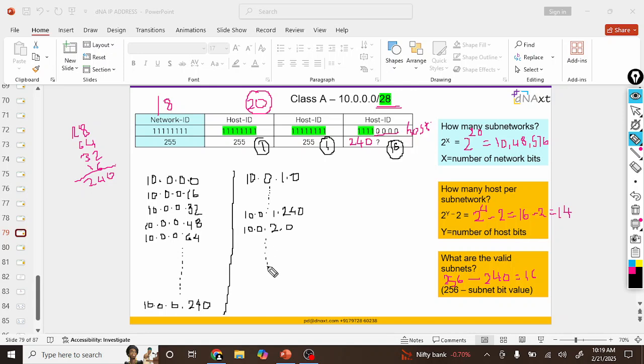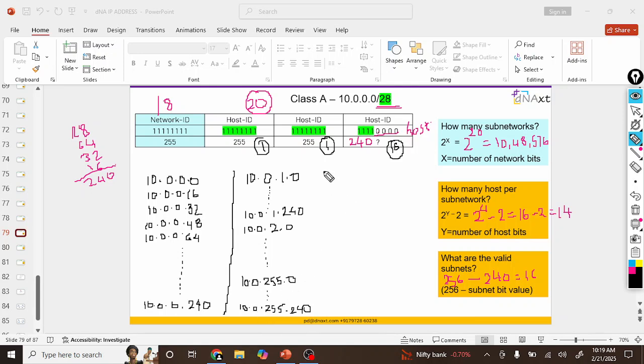This process will continue till you get 10.0.255. By incrementing 1, 1, 1 every time, you will get this IP address. So 10.0.255.0, 255.16, 255.32, this will go on and you will get 10.0.255.240. Now you cannot do increment in the fourth octet, you cannot do increment of 1 in the third octet.